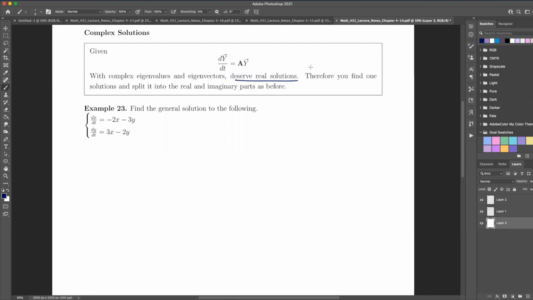solutions. Therefore, we're going to find one solution, put it into real and imaginary parts as before. So we're going to do the same song and dance we did before. But let's start by doing this. We're going to find some sort of little star.